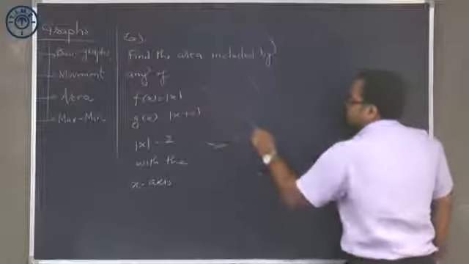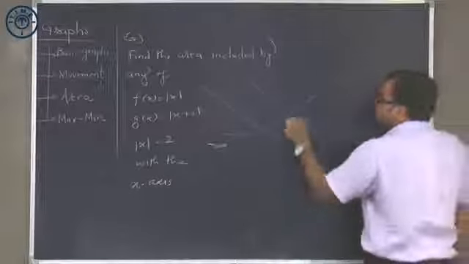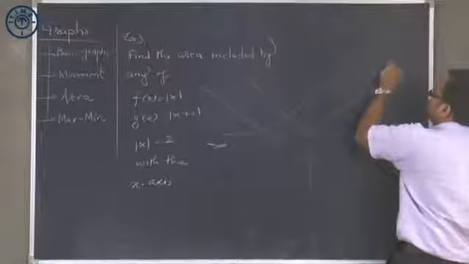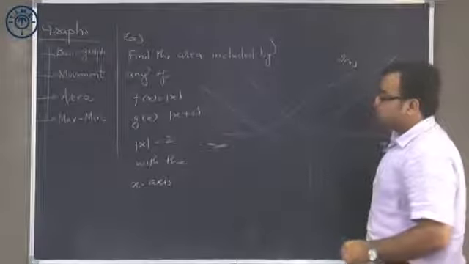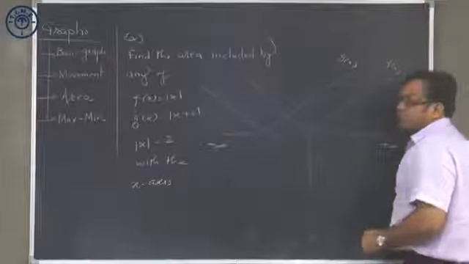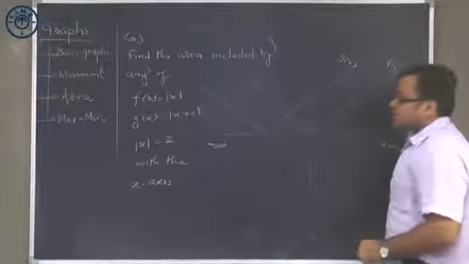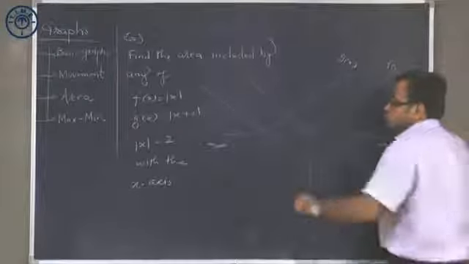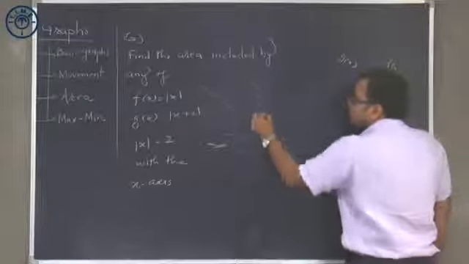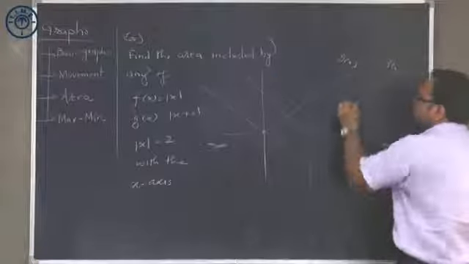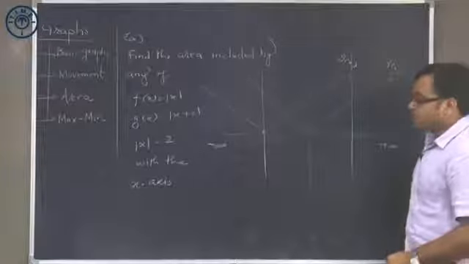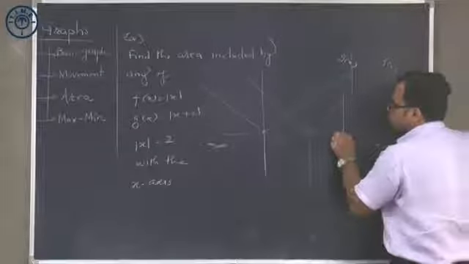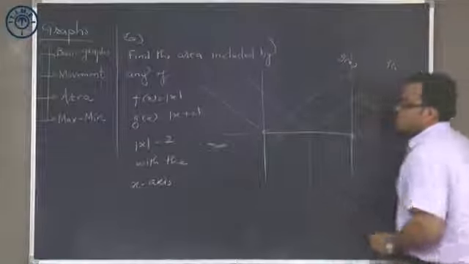So this one is f of x, this is g of x. Third one, mod of x is equal to 2. If mod of x equals 2, that means that x equals plus minus 2. So this is minus 2. X equals plus 2 will be over here. So mod of x, x equals 2 with the x axis. So this becomes the base.